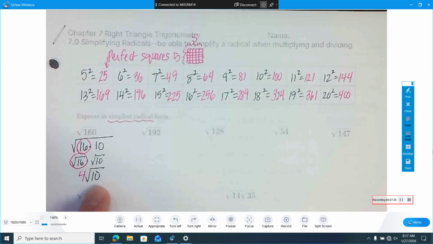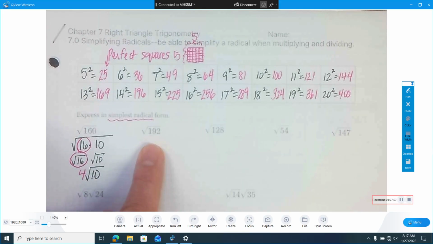Okay. Let's look at 192. Oh, 192. What are some factors of 192? Hint. It ends in a 2. What must it be divisible by?